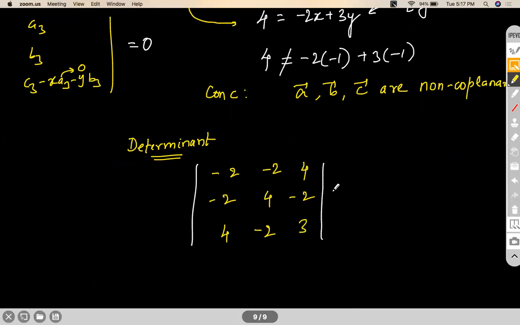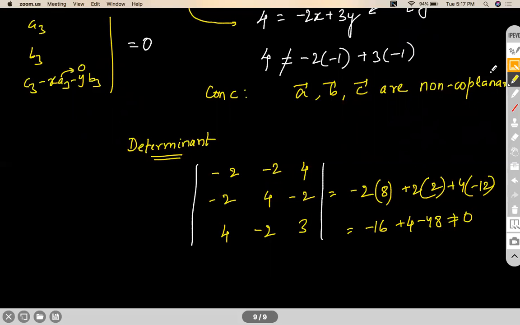Let me expand this with respect to the first row. So -2, 12, -4 is 8, then +2, -6 plus 8 is 2, correct? And +4, 4 minus 16 is -12. I can say here with surety that this is not going to be 0. And straight away you figure out if your determinant is not 0, it means your A, B, C are non-coplanar.